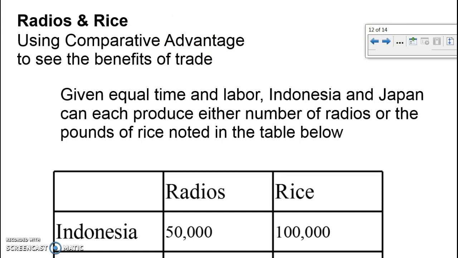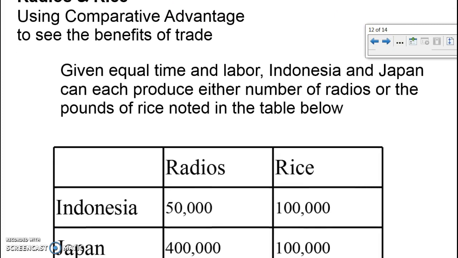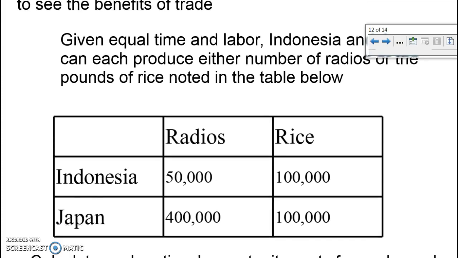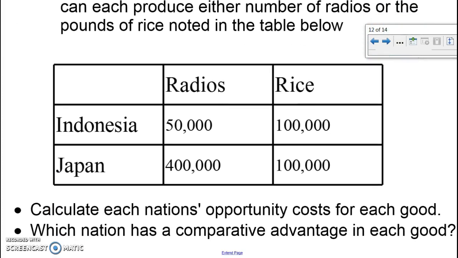Okay, here's a nice example for letting you see the benefits of trade. Given equal time and labor, Indonesia and Japan can each produce either the number of radios or the pounds of rice listed in the table below. So you want to calculate the nation's opportunity costs for each good and figure out who has a comparative advantage, right? So in Indonesia, the opportunity cost of radios is 2 units of rice, right? And in Japan, it's 1/4. Okay, so this is 1/2, and this is 4. So lower opportunity cost tells us that Japan should be producing the radios and Indonesia should be producing the rice.